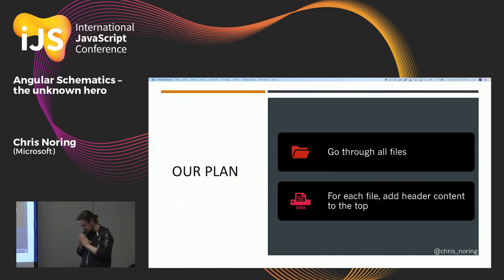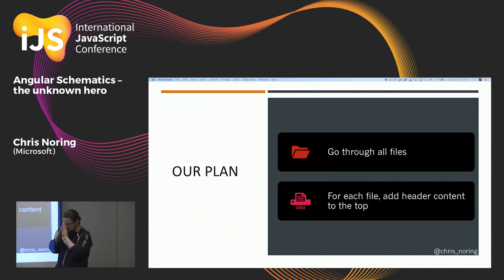Right. So what are we doing on a high level? We are trusting in the component schematic to work as it should, which means that it's going to produce a TS file, HTML, CSS, if you choose that, test file, and so on, right? We trust in it to work. So that means that once the component schematic has run its course, we have a bunch of files in the tree. Now, we can iterate each of those files and say, I want to put a header here. I want to put my stamp of approval upon each and every file. So that's what we're doing.